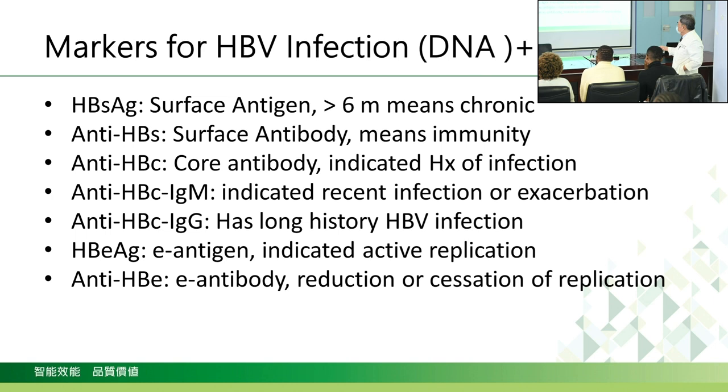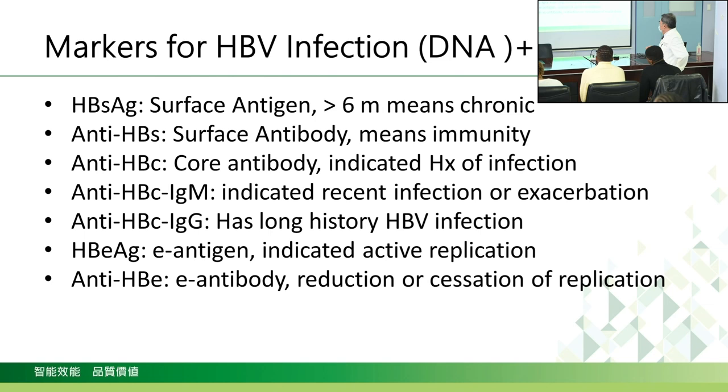HBe antigen indicates active replication. If you would like to know whether the transmission rate of an HBV-infected case is high or low, we can check HBe antigen, which reflects active replication. If there is seroconversion to anti-HBe, the antibody comes out, meaning reduction or cessation of proliferation, so it will stop. In the past in Taiwan, we checked HBsAg positive, and people wanted to kiss their partner or make love with their partner but were afraid the partner would get HBV. So actually, we can check this.